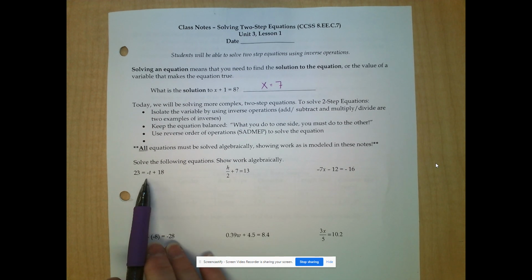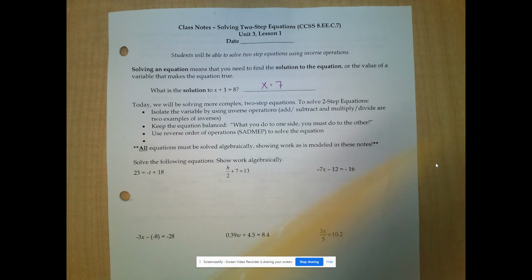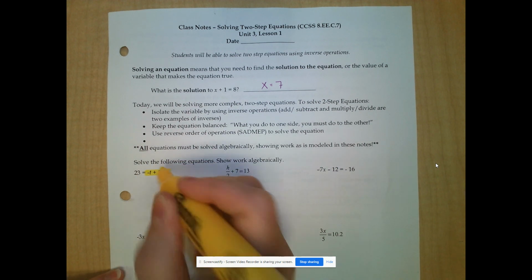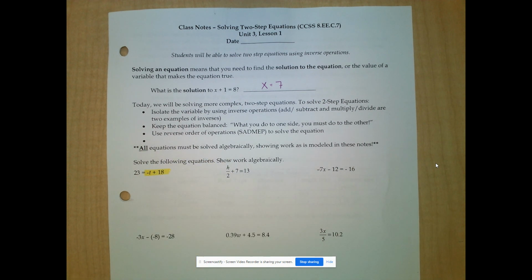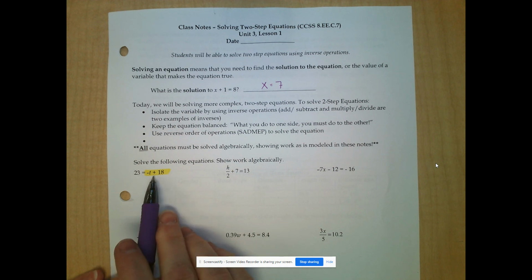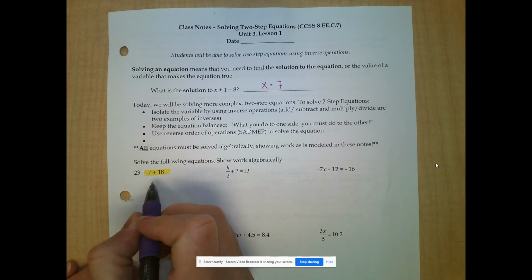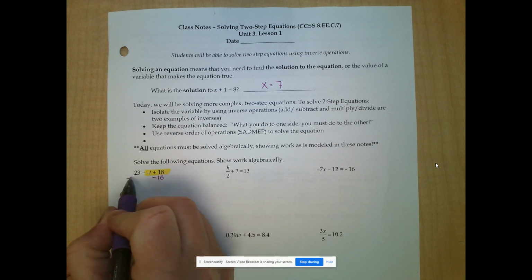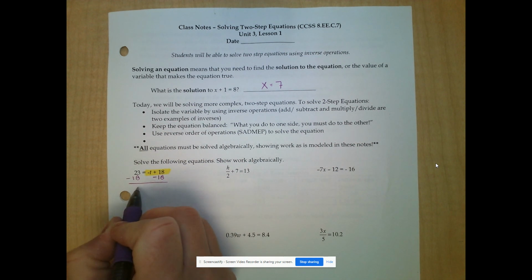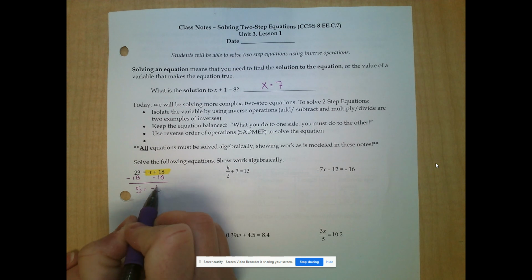So for example, on this one, I'm going to look at the side with the variable. I often use a highlighter and highlight the side with the variable. And now I'm going to look at what is being done to the variable itself. And right now I can see there's a plus 18. So I'm looking for any addition or subtraction first. The inverse of that would be to subtract 18 from both sides. And I would get 5 equals negative t.